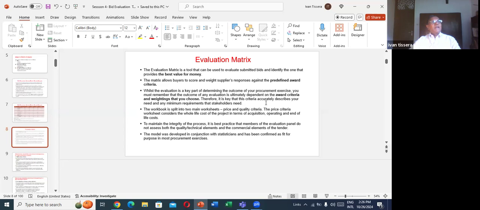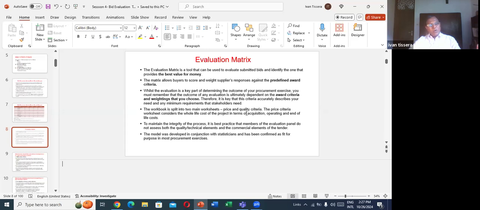So you must identify the weightages and marks allocation based on your need, right? And also, if you identify some minimum marks, for example, out of 10, at least 50% should be obtained in order to be qualified. Otherwise, we give 0 for that. If that vendor is not meeting that criteria, we give 0. In our example, no 0 marks, only bidder 4 is disqualified. The workbook is split into two main worksheets, price and quality criteria.